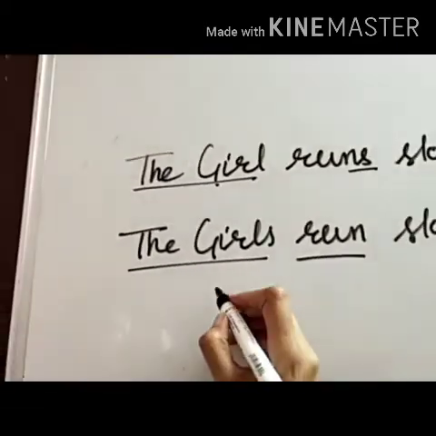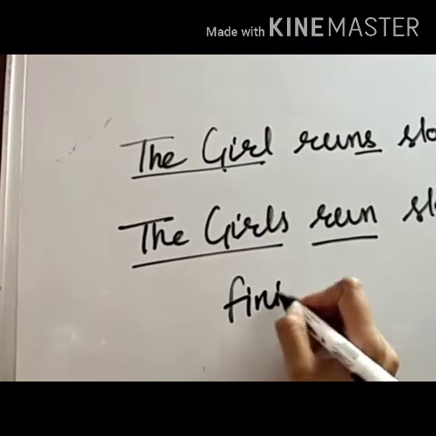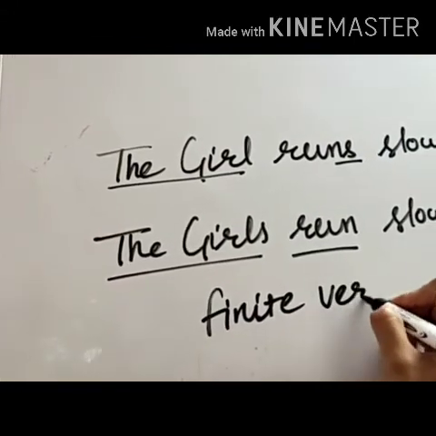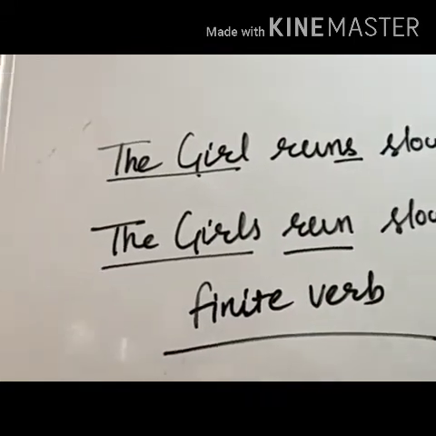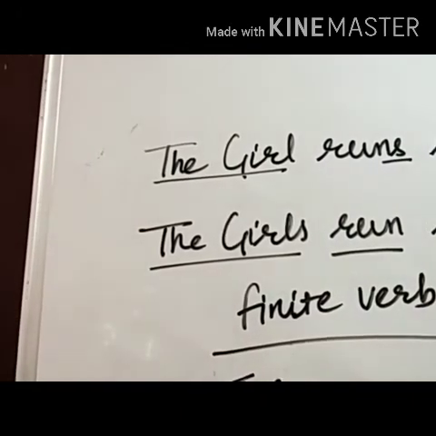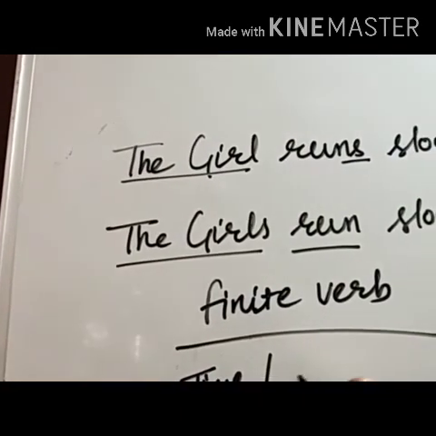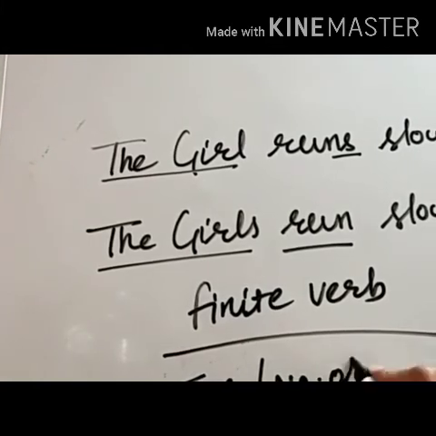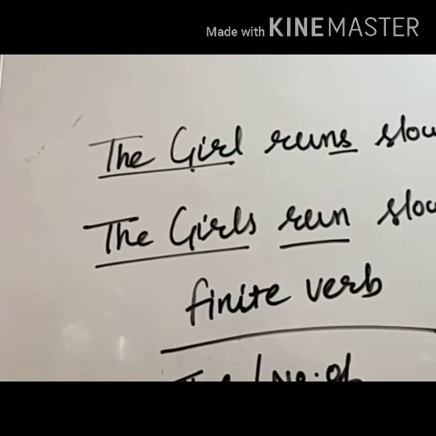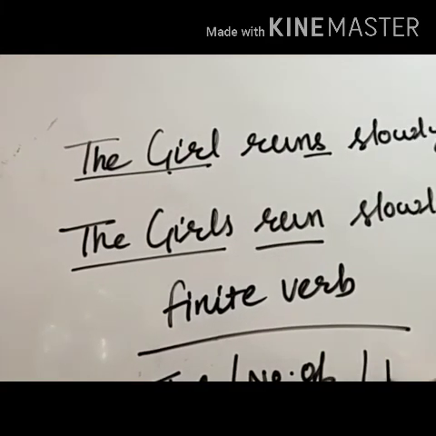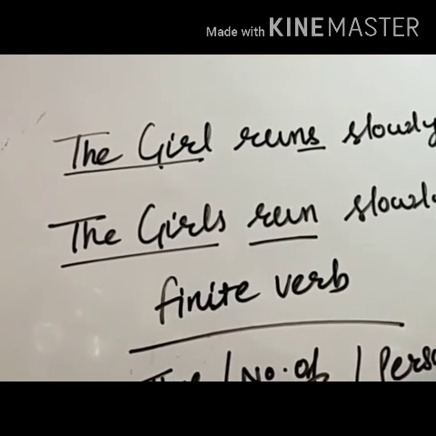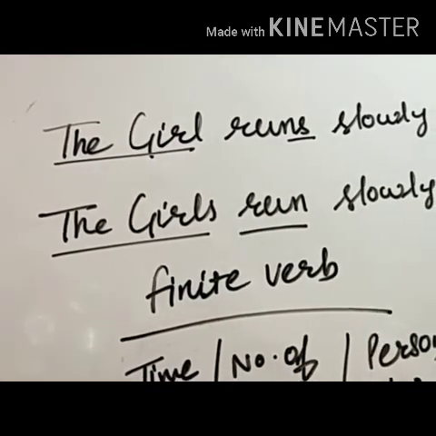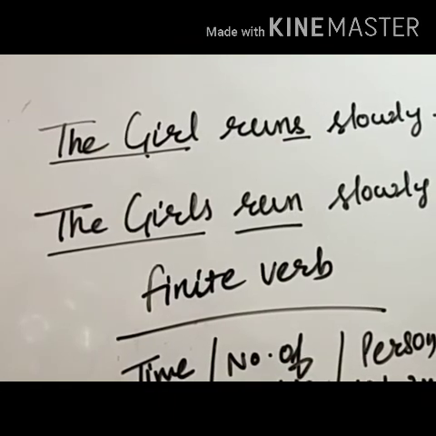Dear students, so I hope you understood what is a finite verb. Those verbs which change according to time, number of people in a sentence, and according to person, like first, second, and third person.